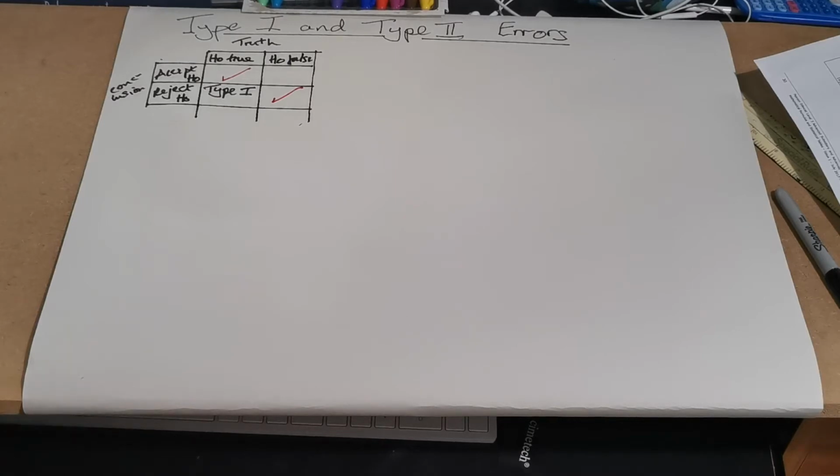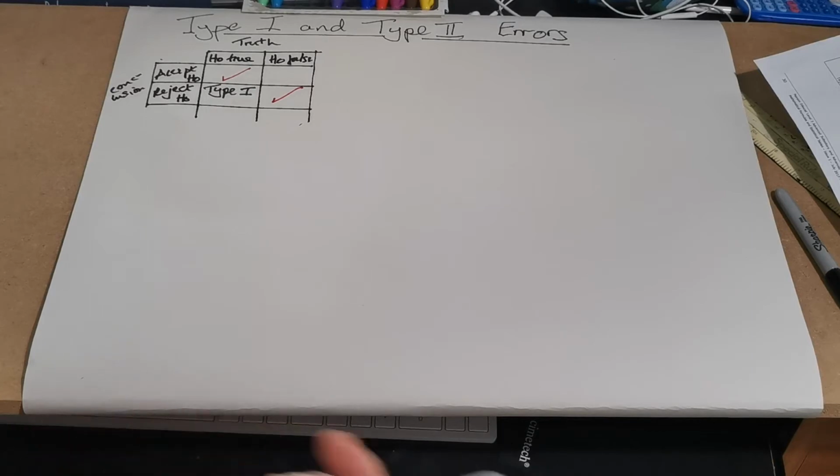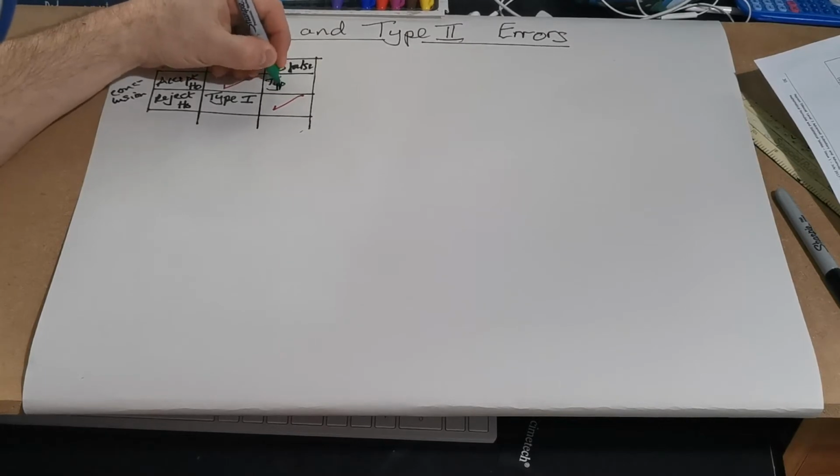Now our other type of error is a type 2, and that comes from when we accept H0, but H0 is still false, because again that can happen. And that's called a type 2 error.